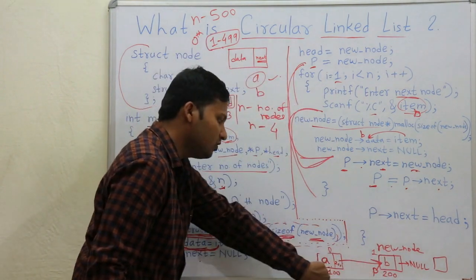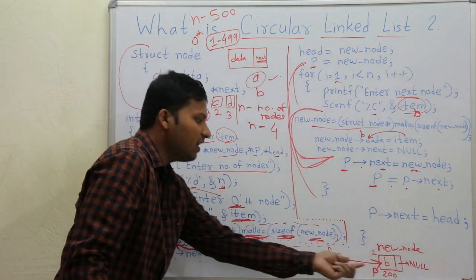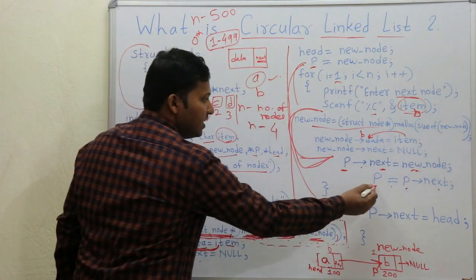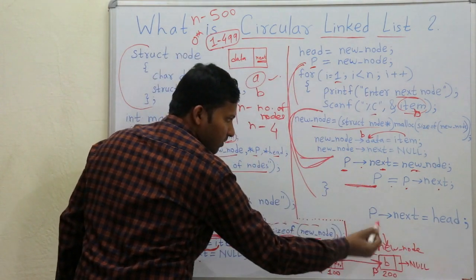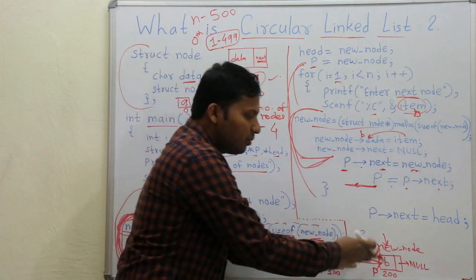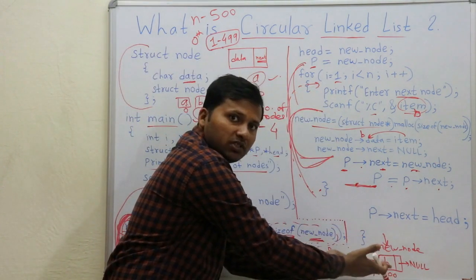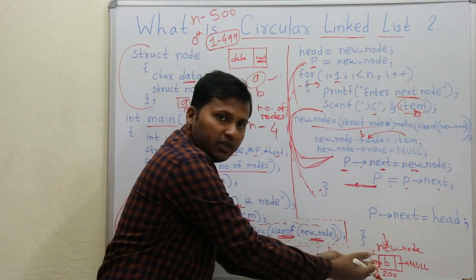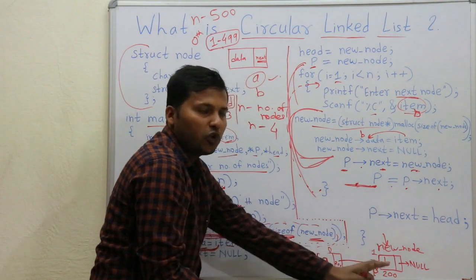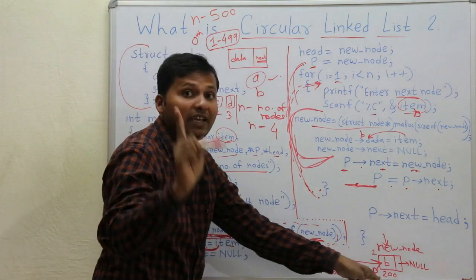Okay, P moves on to the next node. This node is not yet created. We are preparing for the creation of the next node. We are still in the for loop for this node. P moved here. Now we are prepared for the next for iteration. How did we prepare? We prepared by moving P forward. In the next iteration, we will use this P for linking.